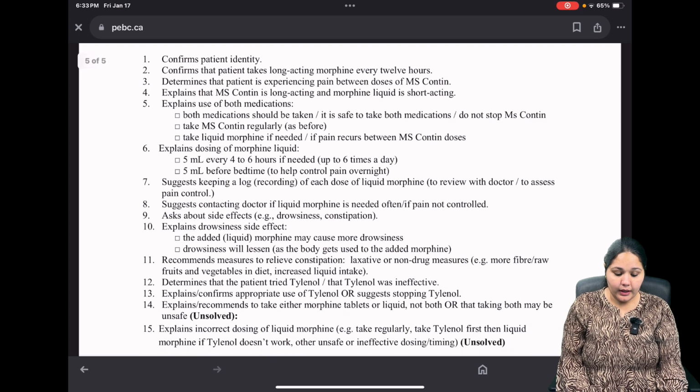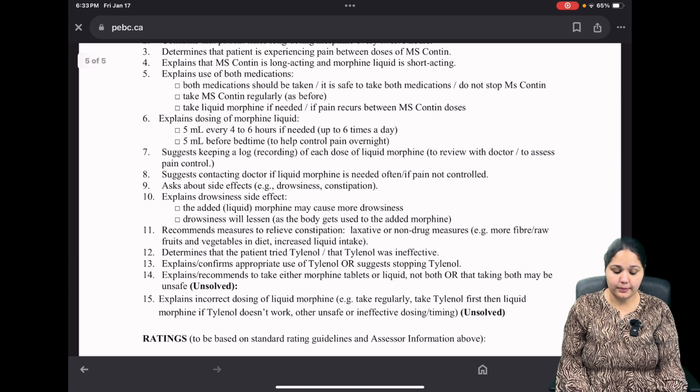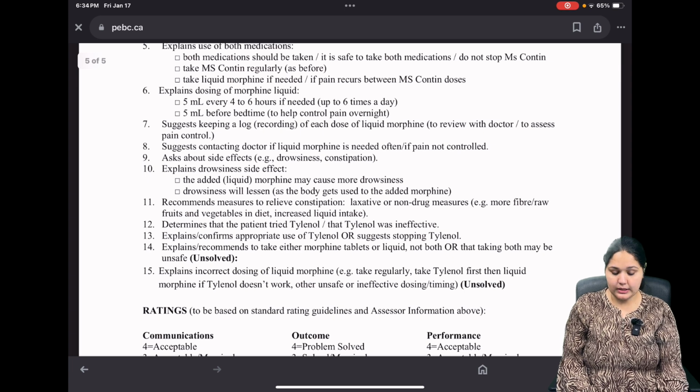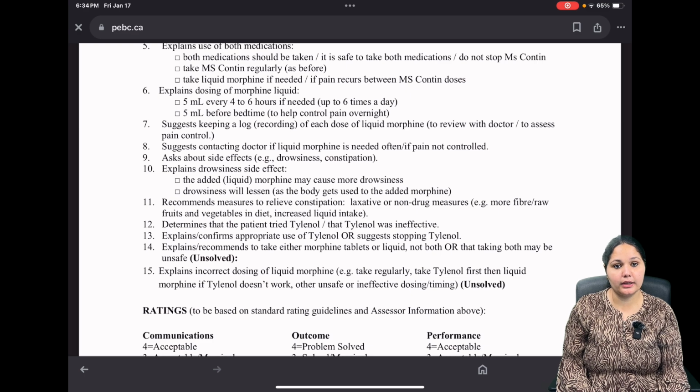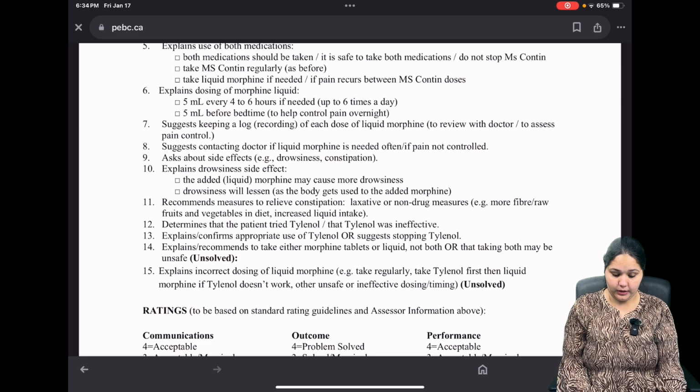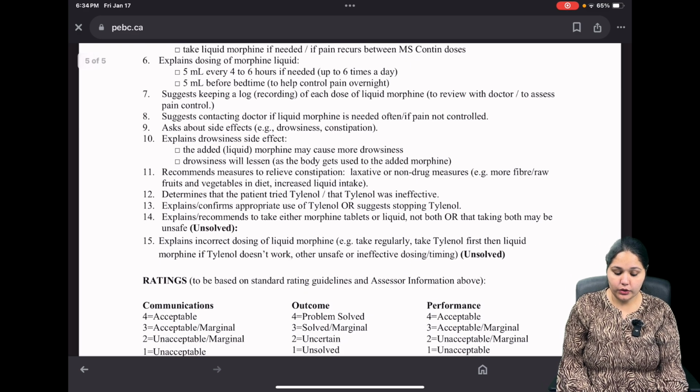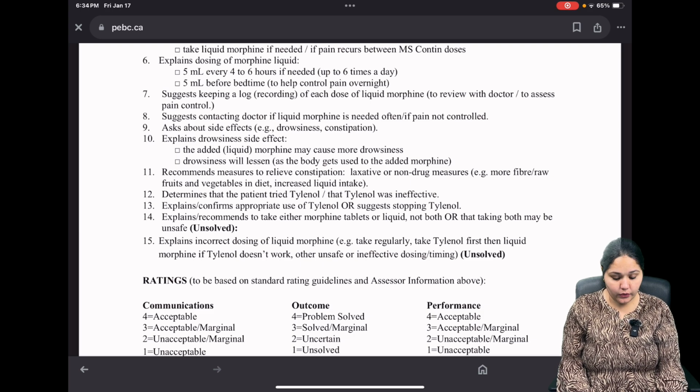Explain the use of both medications as I told you before. Obviously, explain dosing: 5 ml every 4 to 6 hours if needed. You can also suggest the patient make a logbook so that they can write how many times they are taking the extra dose for breakthrough pain in a day. You can also explain drowsiness and constipation, and again, you should explain the management of the constipation. For example, you can say more fiber in the diet, increase your fluid intake.